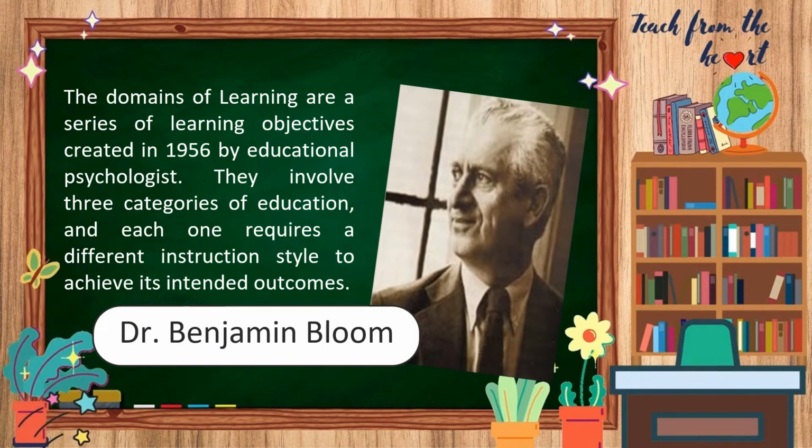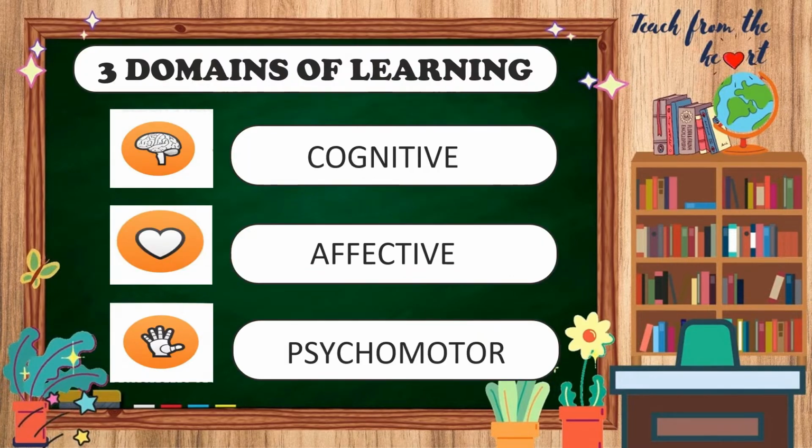The domains of learning are a series of learning objectives created in 1956 by educational psychologist Dr. Benjamin Bloom. They involve 3 categories of education, and each one requires a different instruction style to achieve its intended outcomes. So here are the 3 domains of learning. We have the cognitive, also known as the thinking domain, the affective, which is also known as the feeling domain, and the psychomotor, also known as the kinesthetic movement.